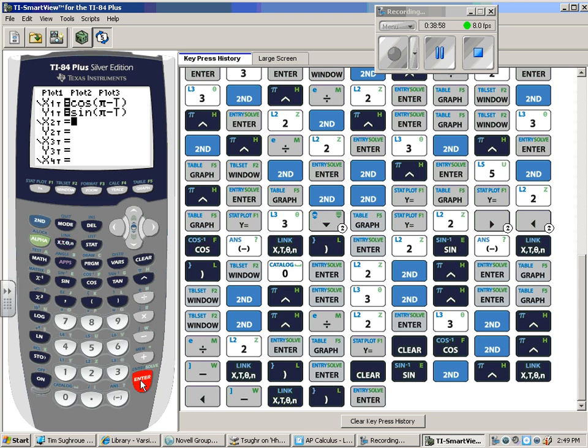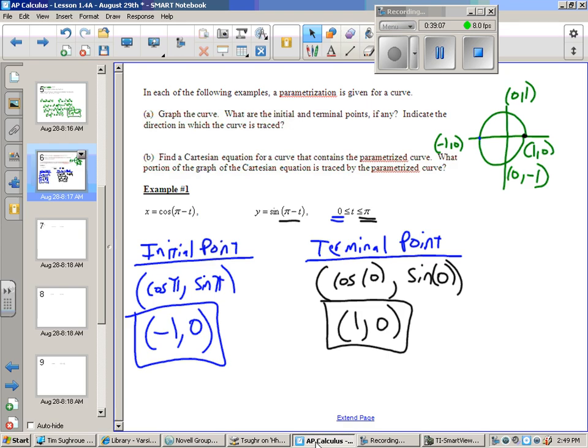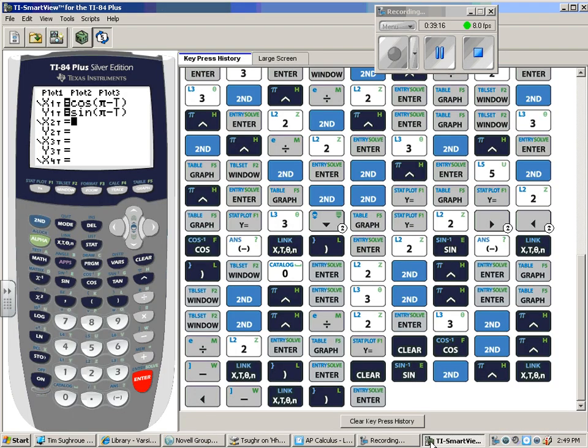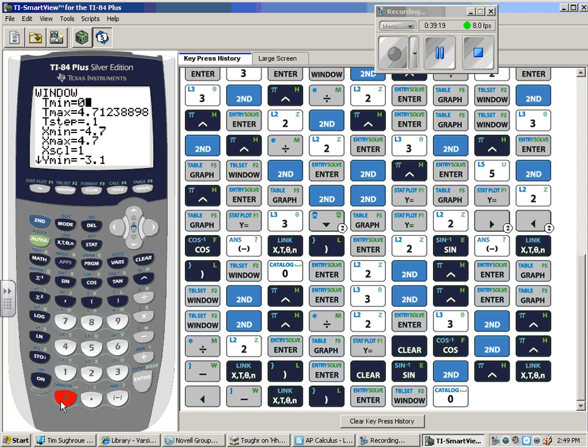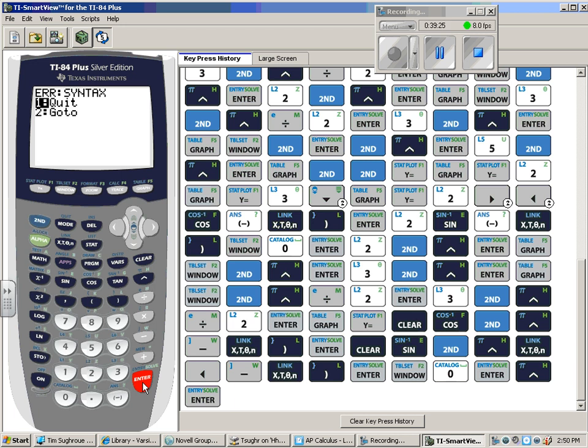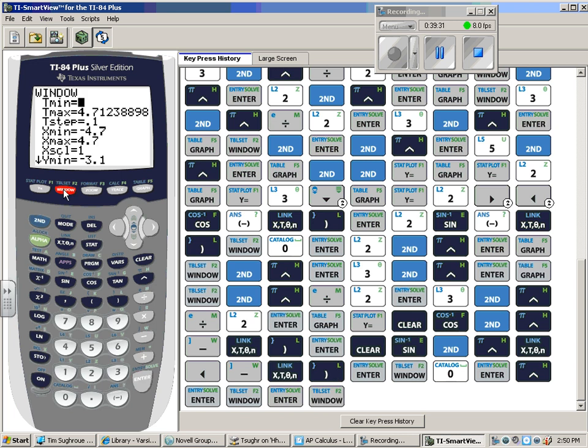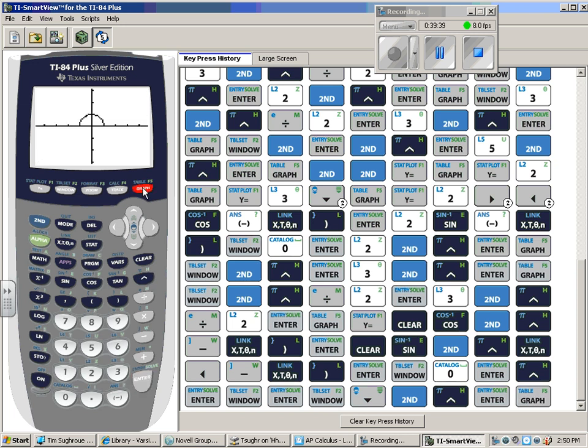Okay. Now we have to be very careful of our parameter interval again. If we come back and look at this, it says it only wants this graph between 0 and pi. That's going to describe your parameter interval. So my window is going to go between 0 and pi. My t-step of 0.1 is fine. Zero and pi. And I'm going to graph. Here it is. It's the top half of a circle.